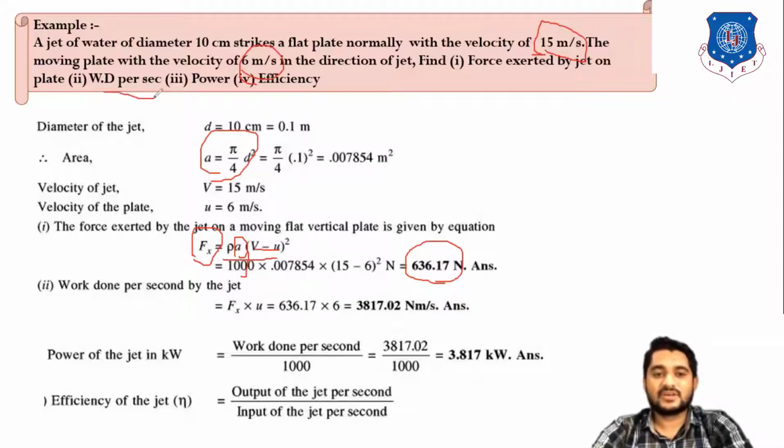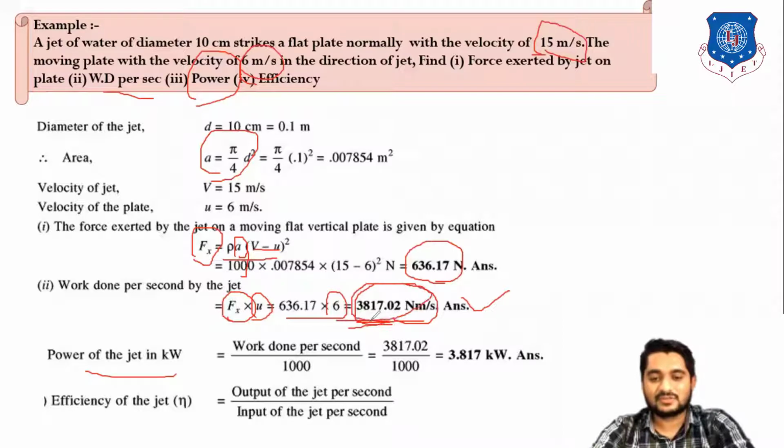Now the second one is work done per second. For work done per second, you simply take the equation Fx into the velocity of the blade, that means u. So Fx into u. Work done per second, that means Newton meter per second, so we have to find power. This is also power, but power in terms of watt. Newton meter per second means watt. We have to convert power into kilowatt, that means power in kilowatt is equal to this power divided by 1000. So 3.8 kilowatt.